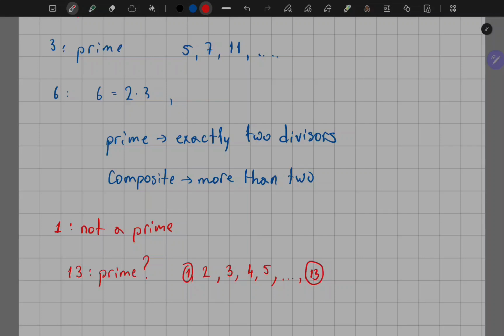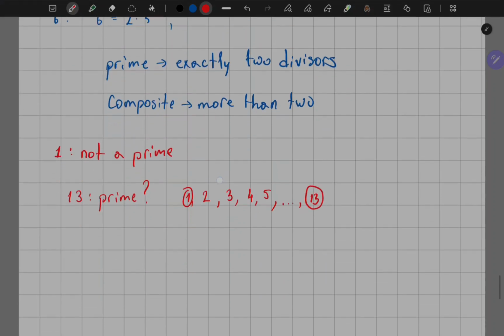Prime numbers are very important because they are the building blocks of all numbers. Every number can be written as a product of primes. For example, 12. We can write 12 as 2 times 2 times 3. Or 24. We can write this as 2 times 2 times 2 times 3. Or 10. We can write 10 as 2 times 5. Both of them are primes. This is called prime factorization.